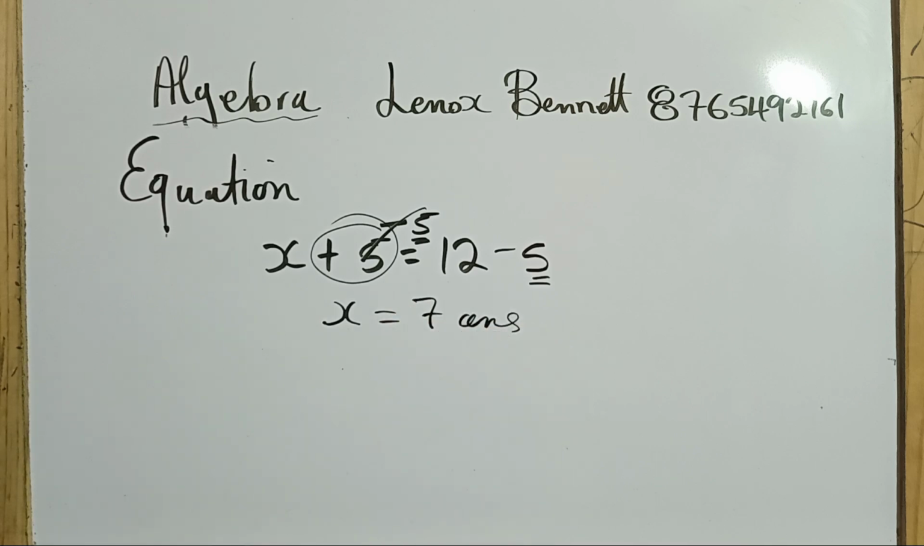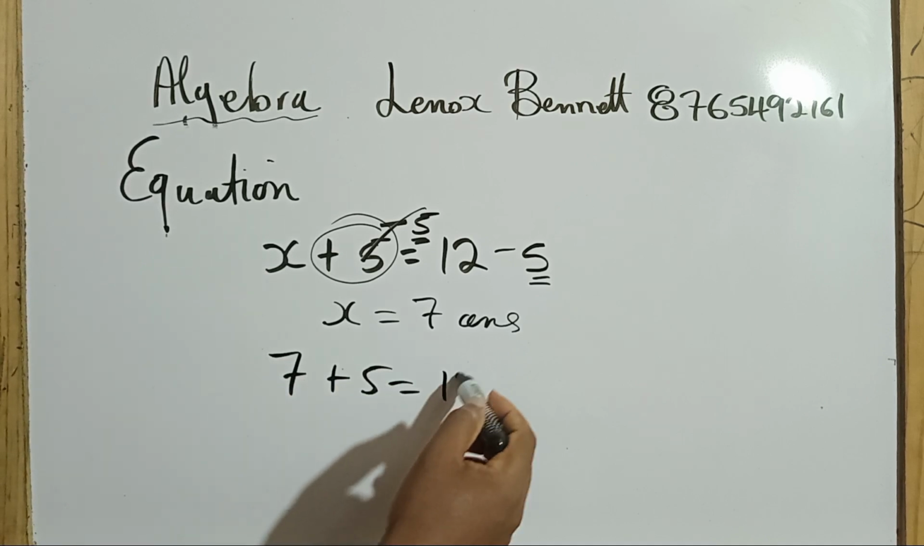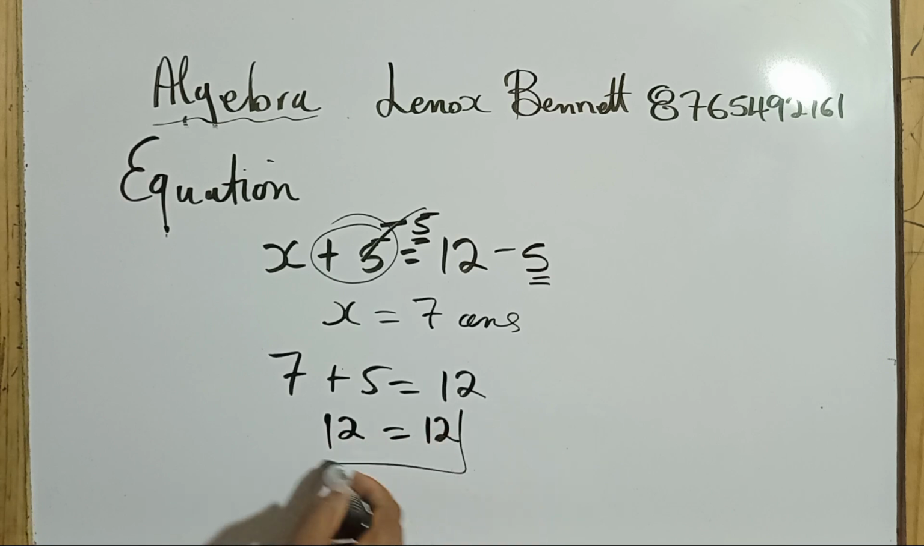So you can check your answer. My students are excellent at this. So we say 7 plus 5 is equal to 12. And of course, this side is 12 and this side is also 12. So that's the definition of an equation. Let's look at a subtraction. And you guys are encouraged to try. Type it in the comment section.